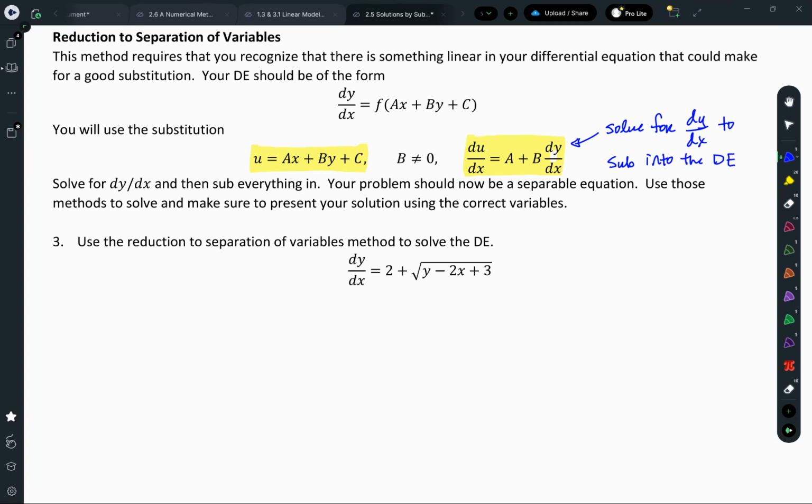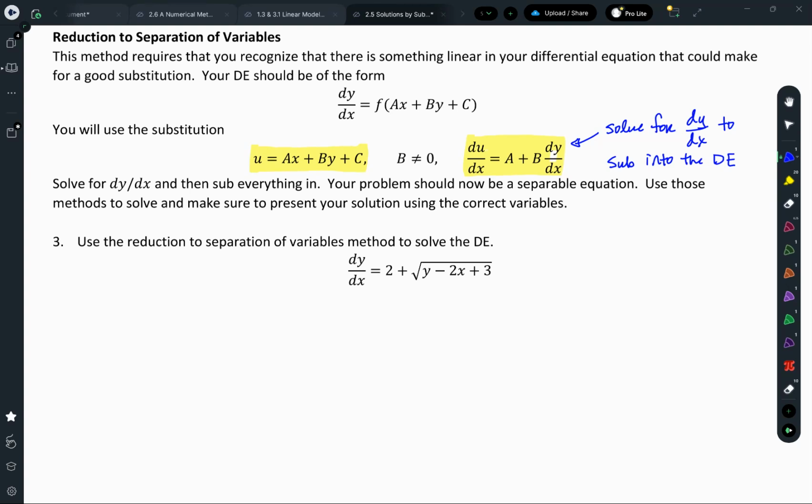In this particular problem, we're told to use the reduction to separation of variables method to solve the DE. In your homework in WebAssign, I believe they don't really give it a name. They just say use a substitution, and they make a hint towards it being a function of ax plus by plus c, and so then you have to remember. On an exam that I write, I will use the words, use the reduction to separation of variables, because that's its name.